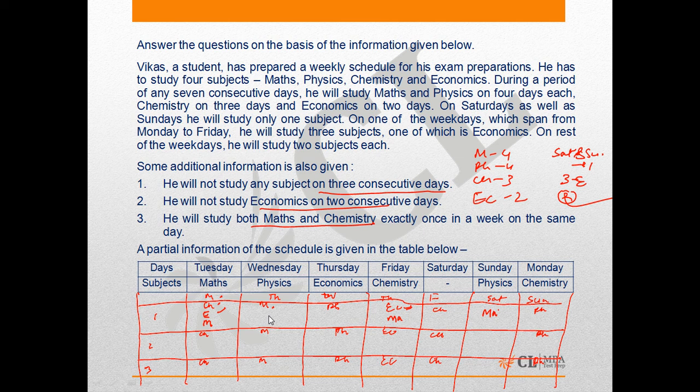Now come to physics. He has to study physics on 4 days, which means on Tuesday he'll study maths and physics. On Wednesday he studies physics, which means the last time he'll study physics on Friday, because on Thursday he cannot study physics, as exactly once on weekdays 3 subjects can be studied. So the last time he'll study physics on Friday, and from here we get he'll study chemistry on Wednesday. So that is the entire arrangement. He'll study 3 subjects on Monday, these are chemistry, economics and maths.